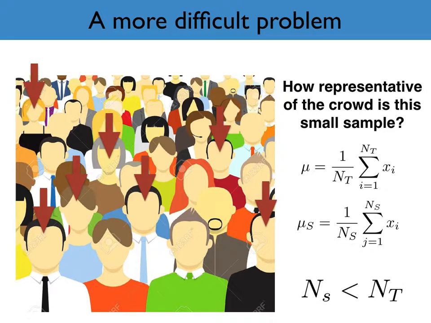Now the question becomes, can we approximate mu, the true average income, as mu s, the average income of our sample? If we can do this, then it would obviously make the government's life much easier, as they can get an idea of their expected tax take by only asking a subset of the population.